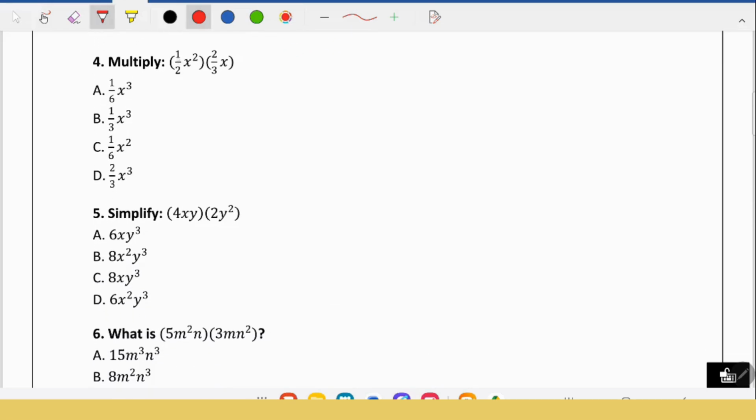Next I have half x² times 2 over 3x. I multiply the coefficients first, half times 2 over 3, and then x and x, the same variable, I'm going to add their powers. There is 1. 2 plus 1 is 3. I will simplify. I can see that this 2 and 2 could be cancelled. It would be 1 over 3 left, and x³, 1 over 3x³. This is B.